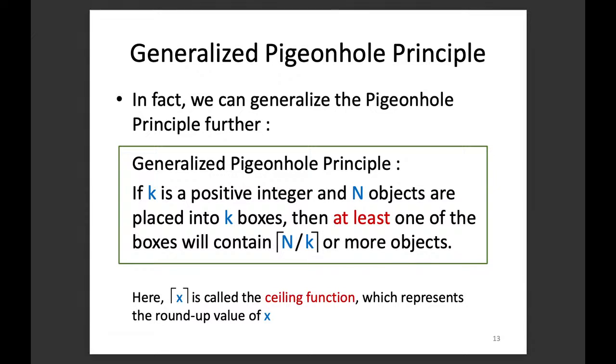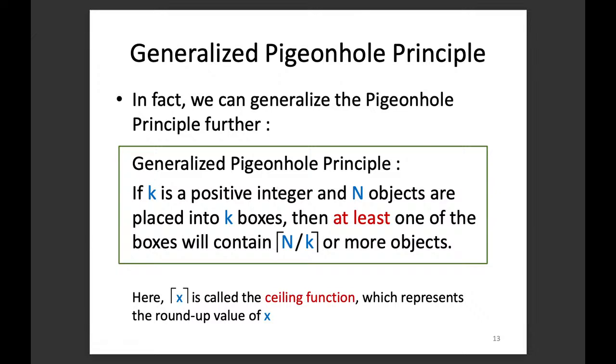Suppose that we have 100 people in our class. Then how many are going to be born in the same month? There are going to be 9 or more people, because we have only 12 months in a year. If we have 100 people, then 100 over 12 is equal to 8 point something. So if we take the ceiling, it will be 9. So we can find 9 or more people whose birthdays are in the same month.